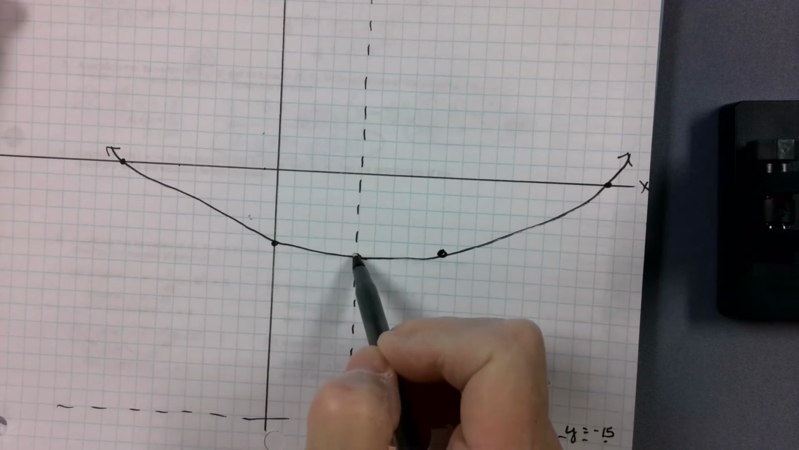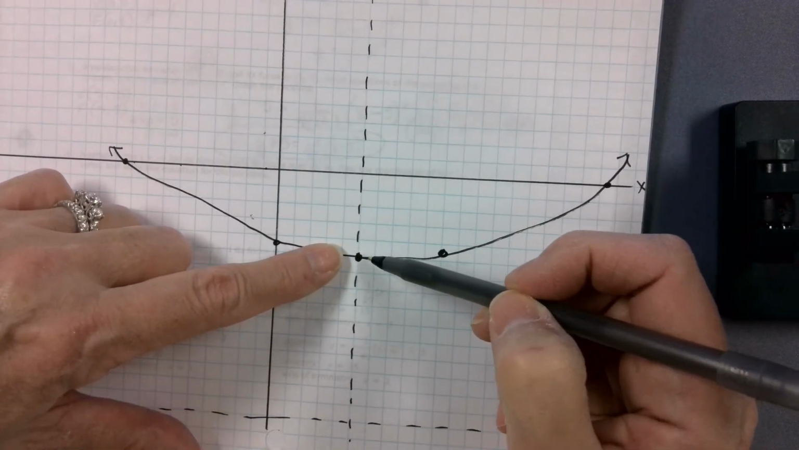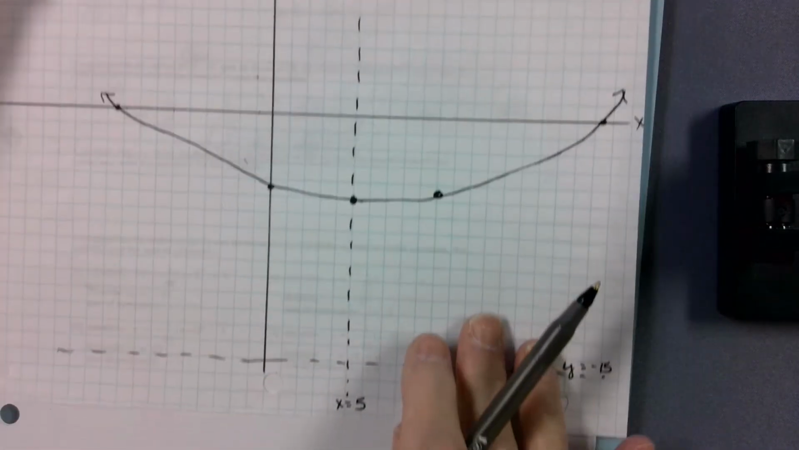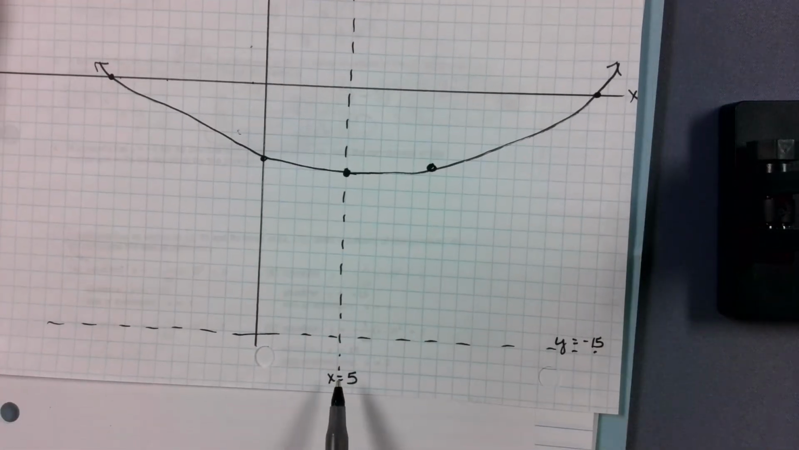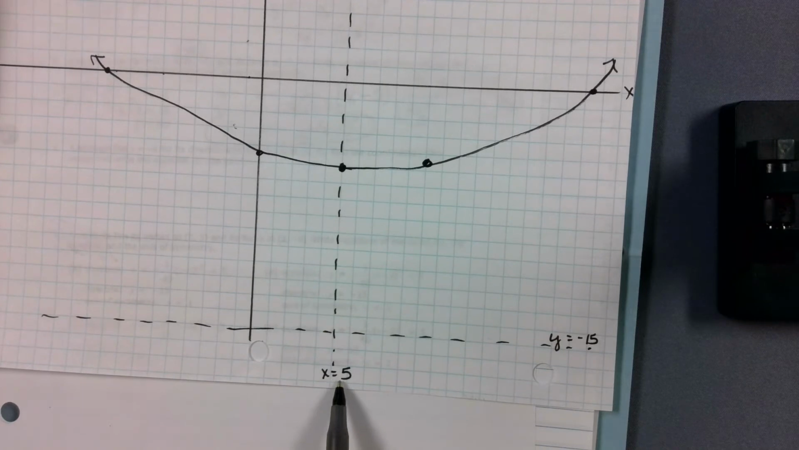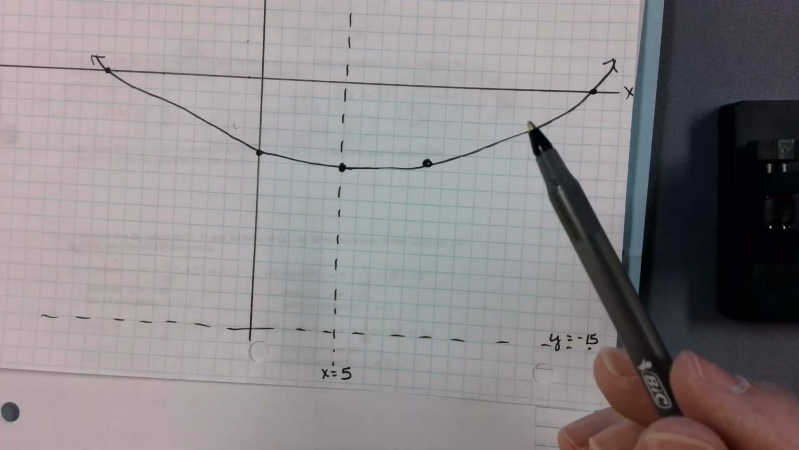So 5, negative 5, and the axis of symmetry should go through that vertex anyway. So this is the line x equals 5. And notice it is labeled down here. So you label the line with the equation. So get your vertex and your axis of symmetry graphed first.